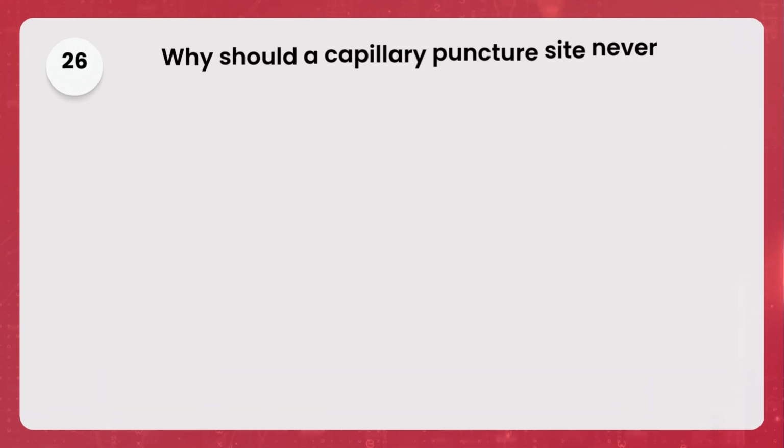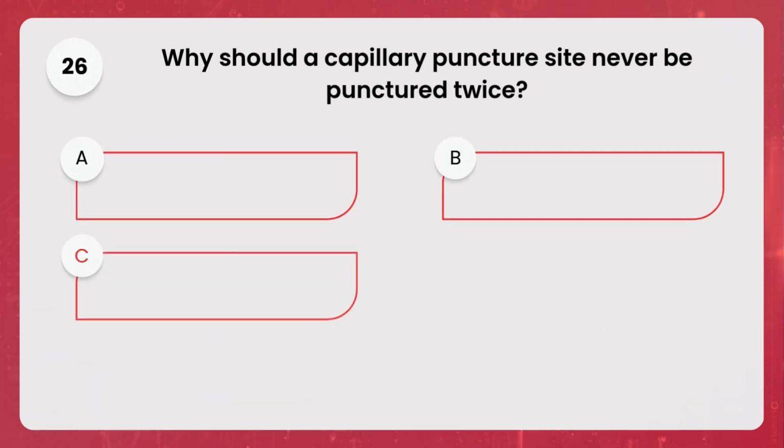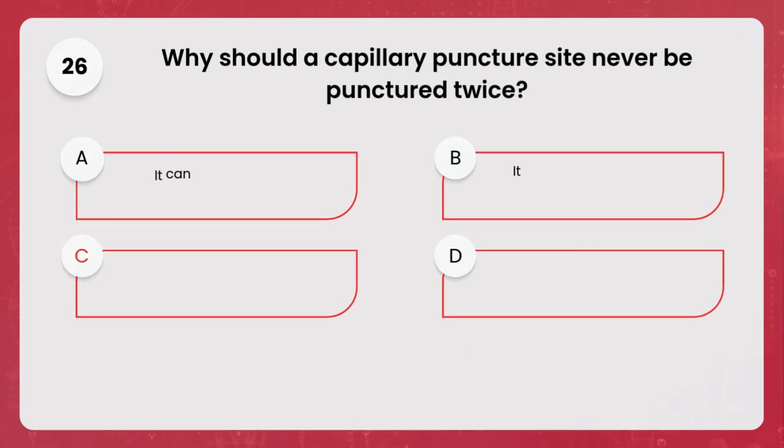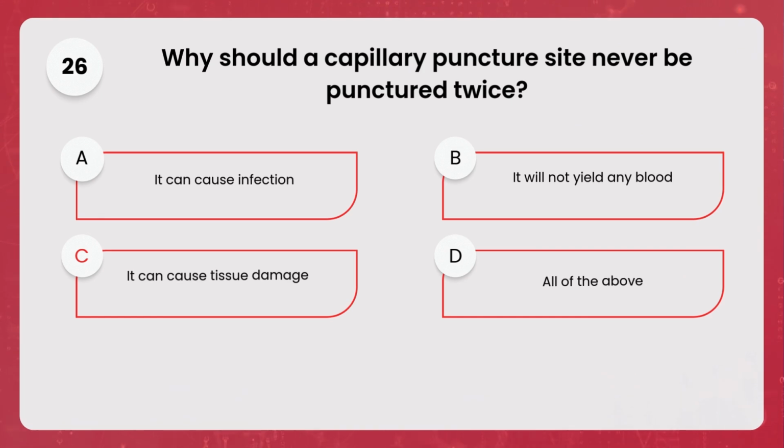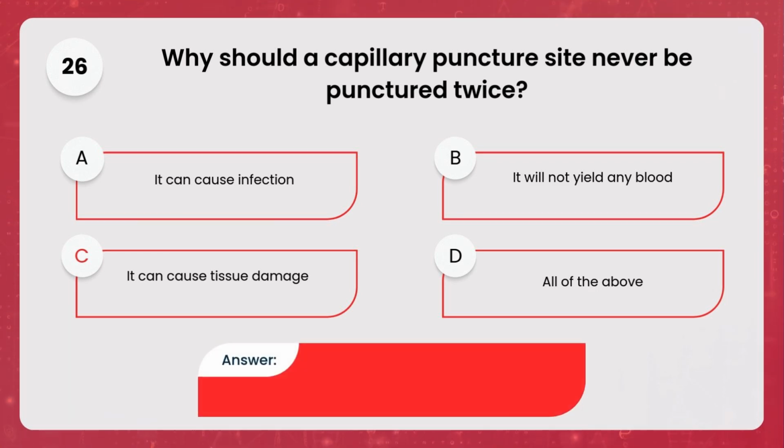Number 26. Why should a capillary puncture site never be punctured twice? A, it can cause infection, B, it will not yield any blood, C, it can cause tissue damage, or D, all of the above? The answer is D, all of the above.